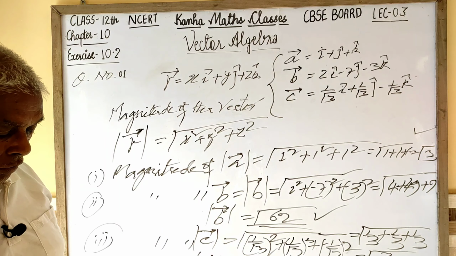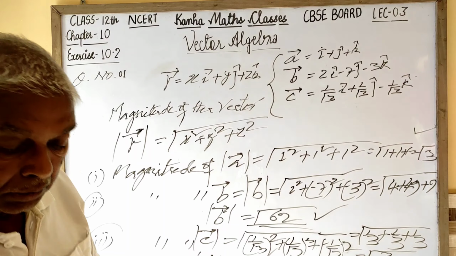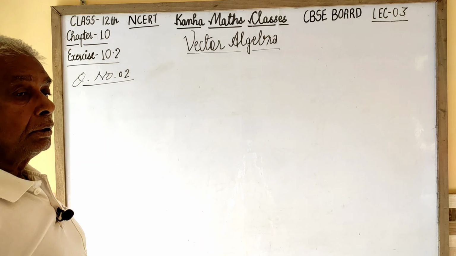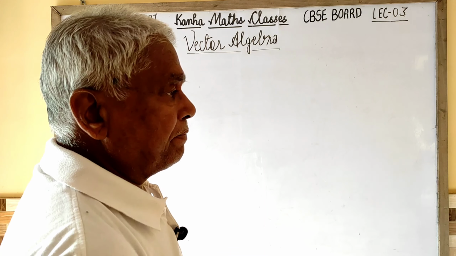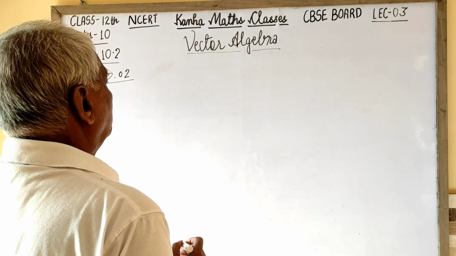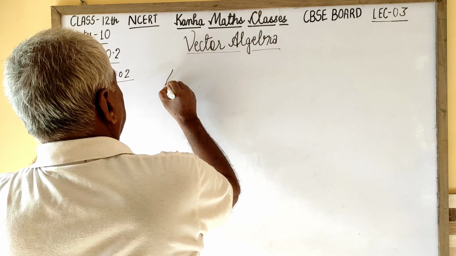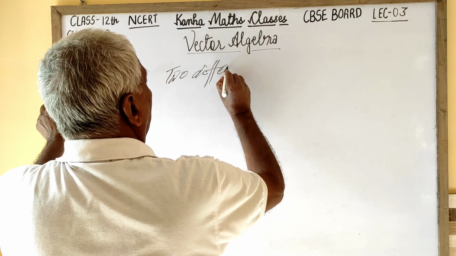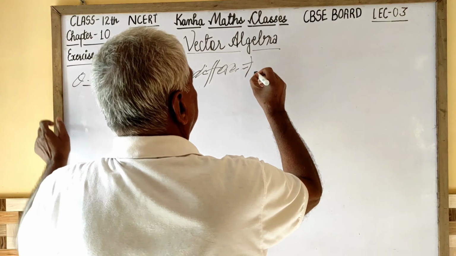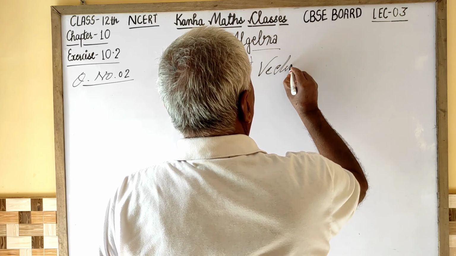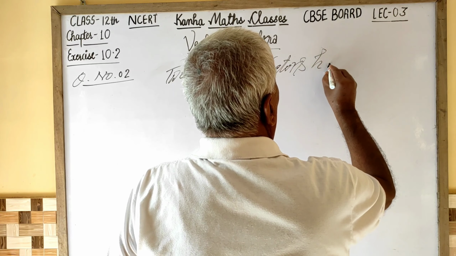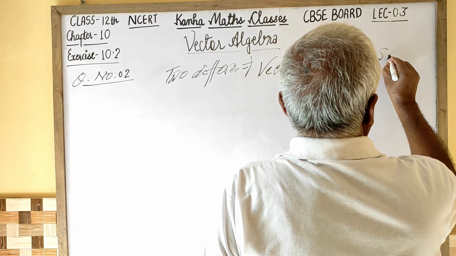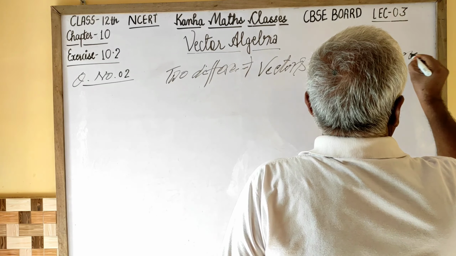Now we are going to erase the blackboard. Now the second question is to write two different vectors having the same magnitude. Two different vectors having the same magnitude.